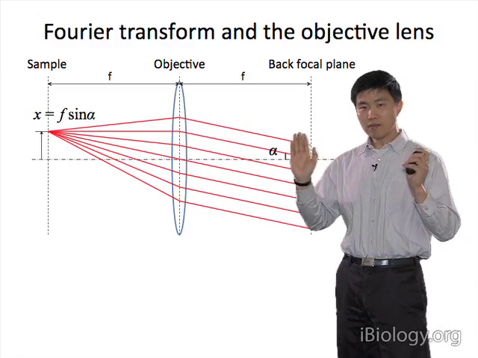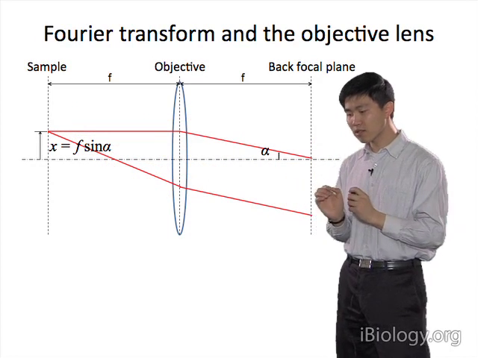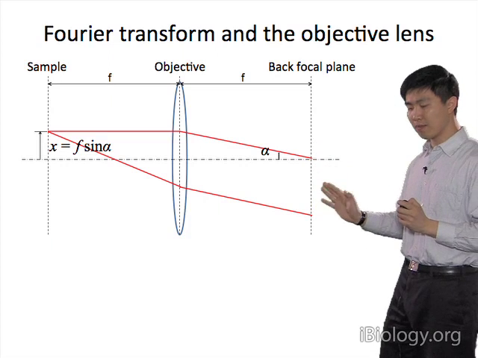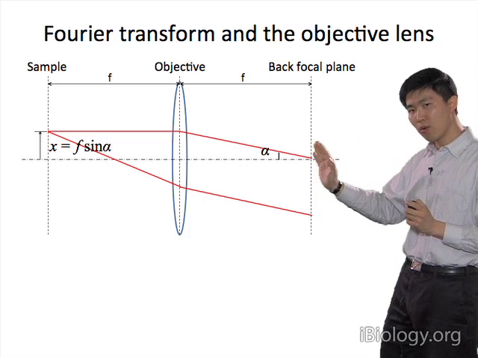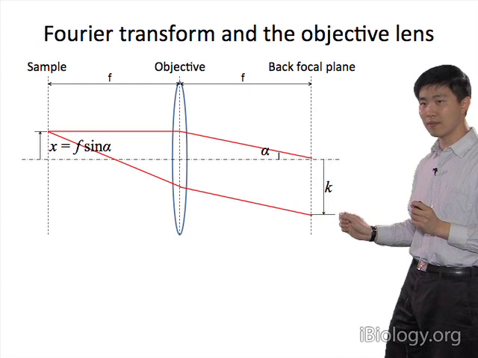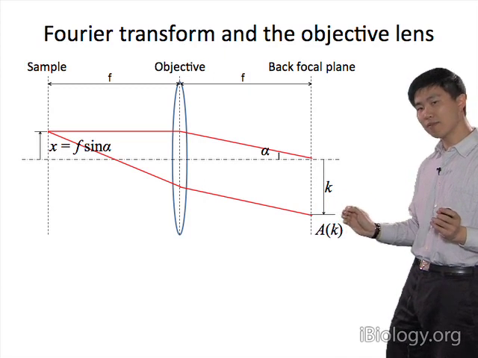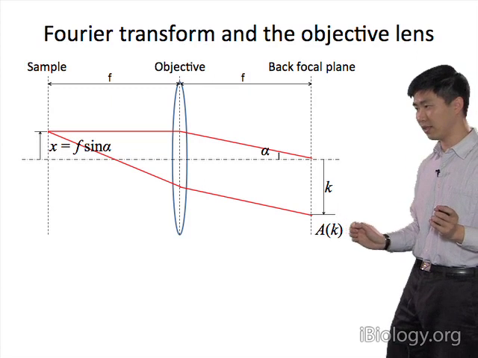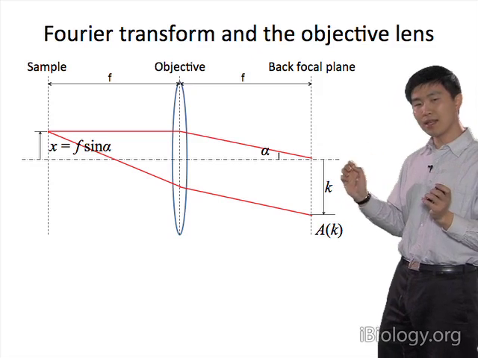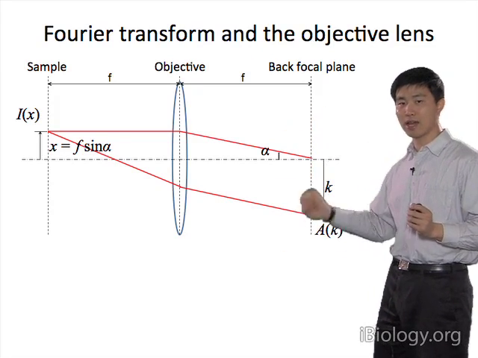Now, to keep it simple, we only consider two light rays. The question we ask is: at the back focal plane, where the light comes in, we have some light intensity distribution. Say, at a distance of k from the center of the objective, we have some light intensity A as a function of k. Now, what's the light intensity in the sample plane when it's focused down with all these different light rays?